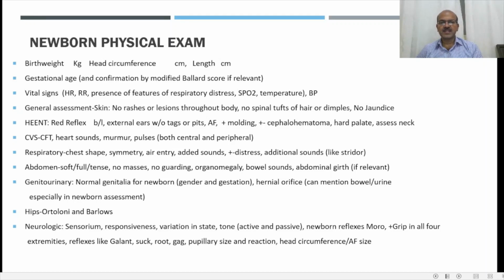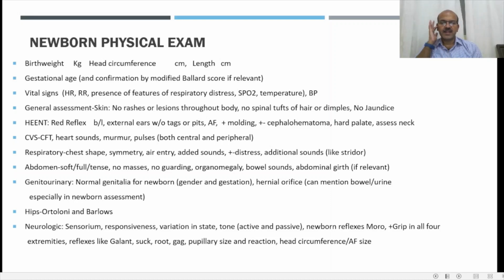You can document that as well. You can also mention the presence of spinal tuft of hair or dimples, which may suggest underlying spina bifida, and also look for early jaundice. You can refer my recent talk on the AAP update on jaundice management. Then you look at the head, ear, eyes, nose and throat.